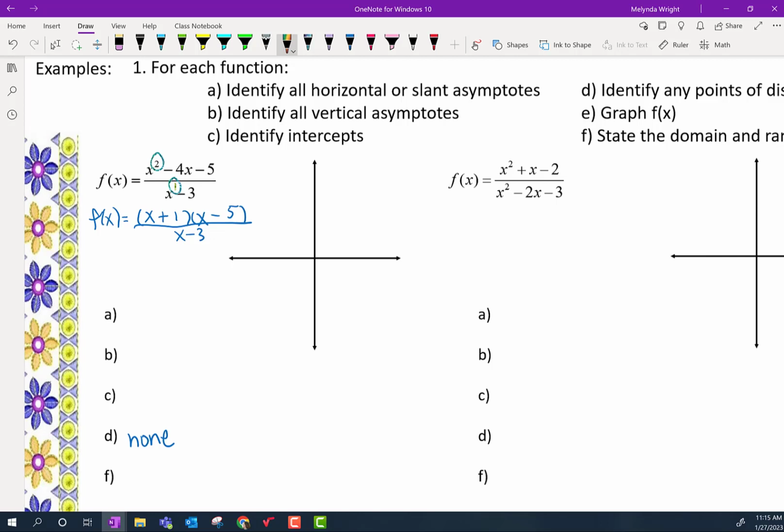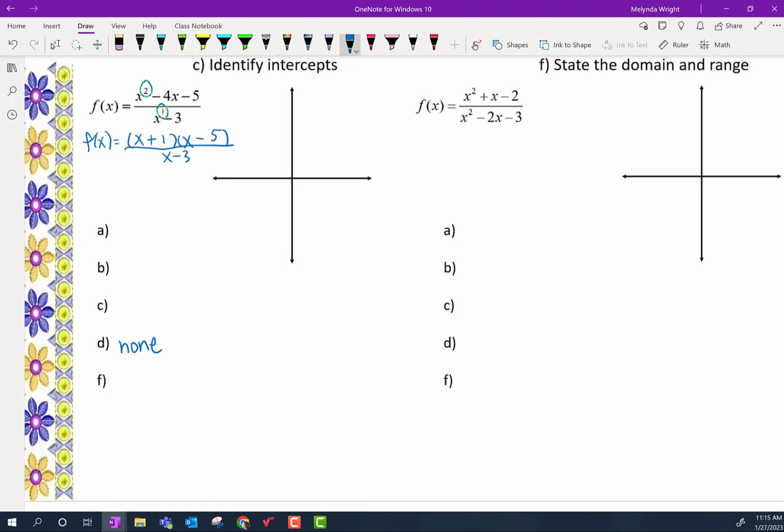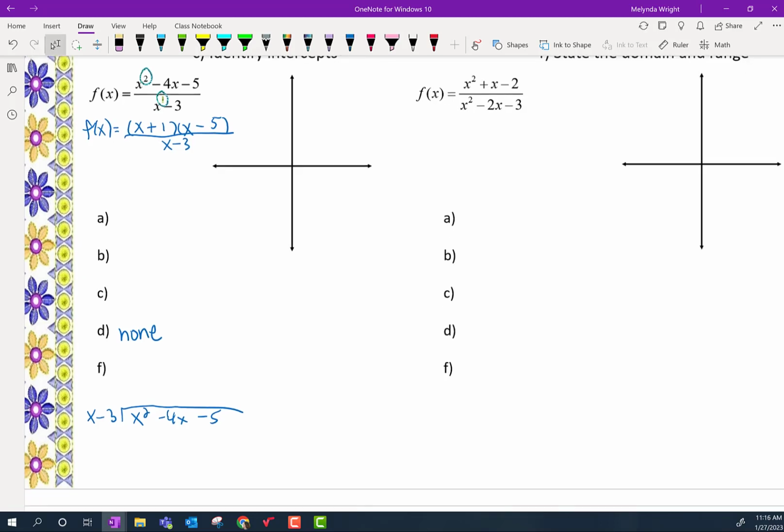That's what we do. Let's go down here and work on some scratch work. Let's do our long division. The denominator goes outside our little division box. The numerator is what's inside. We practiced that last time also. x goes into x squared x times. x times x is x squared. x times negative 3 is negative 3x.